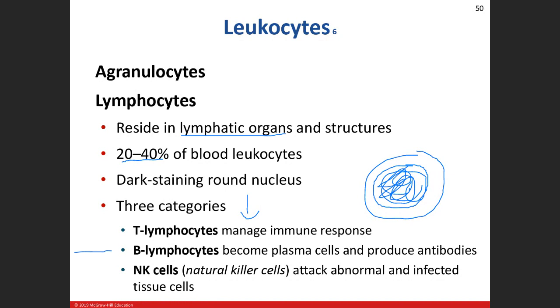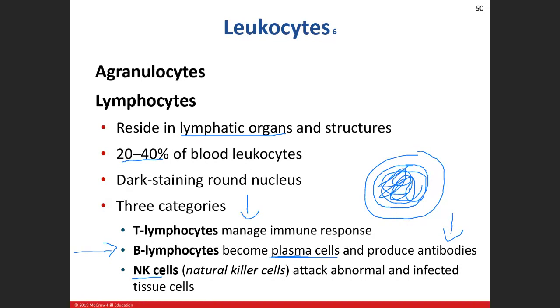B lymphocytes, these are huge because they convert into plasma cells. It's the plasma cells that make the antibodies. B lymphocytes do not. So if you're taking a test and it says on there that the B lymphocyte makes the antibody, no, it does not. The B lymphocyte has to differentiate or turn into a plasma cell, then it can make the antibodies. Okay? And then finally, our last, the natural killer cells.